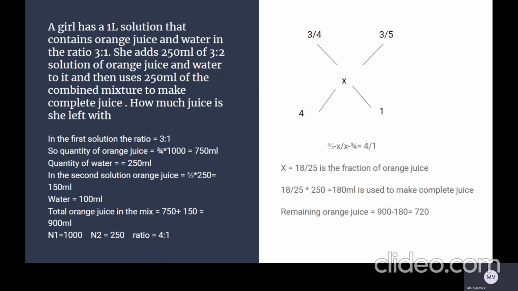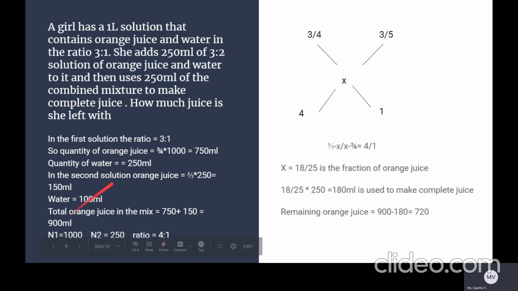Once more I'll explain to you. In this 1 liter solution, we have 3:1. The ratio is 3:1. From this, I find the quantity of orange juice, right? And there is the quantity of water. Forget about the water. Right now, let's concentrate on the orange juice. In the first solution, the quantity of orange juice is 750. In the second solution, it is 150. Therefore, in the mixture, it will be 750 plus 150, that is 900 ml of orange juice in the mixture, okay?